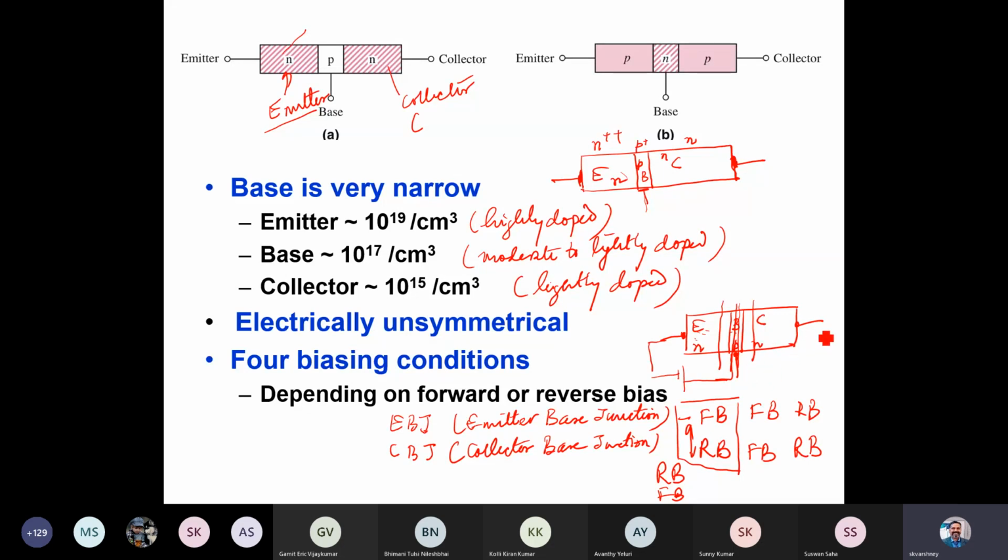To make the collector to base junction reverse biased, the N side is connected to the positive terminal of the battery, and the base is connected to the negative terminal. So this portion is reverse biased now, and from here to here it is forward biased. Once we have this situation, in the forward biased region the depletion width shrinks and becomes narrower, whereas in the reverse biased case the depletion region widens.